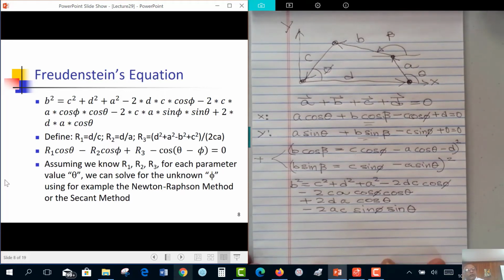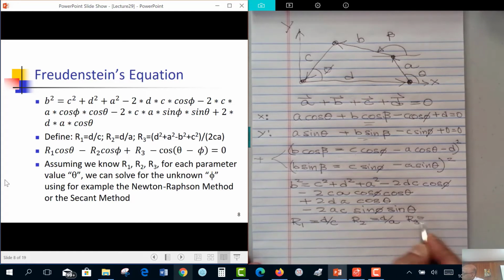Now what we do is we define some ratios. So one ratio we define is R1, which is D by C. Another ratio R2, which is D by A. And a third ratio R3, which is D squared plus A squared minus B squared plus C squared over 2CA.